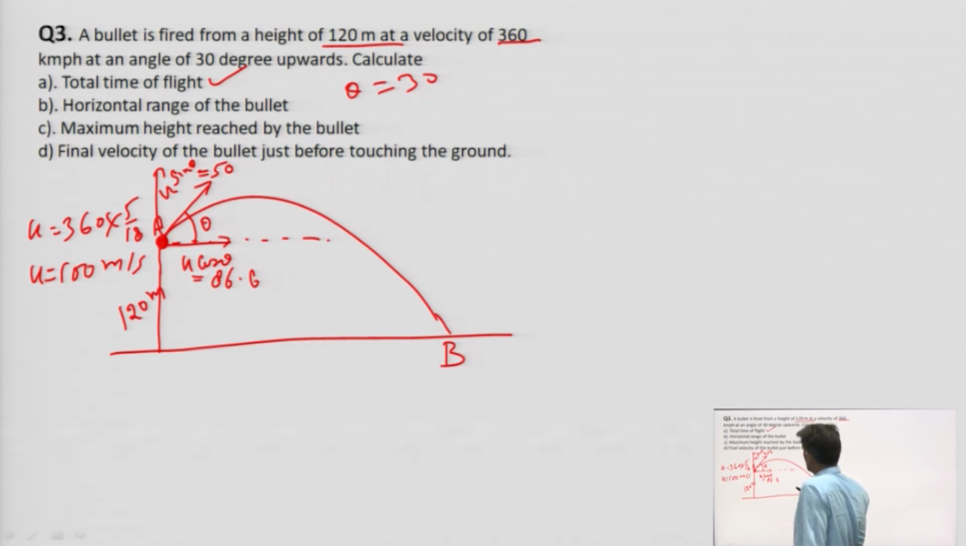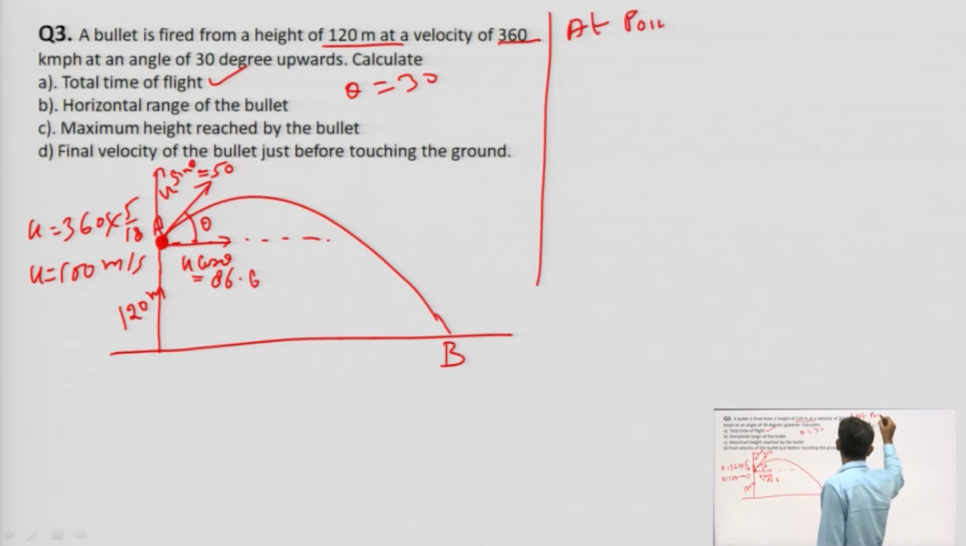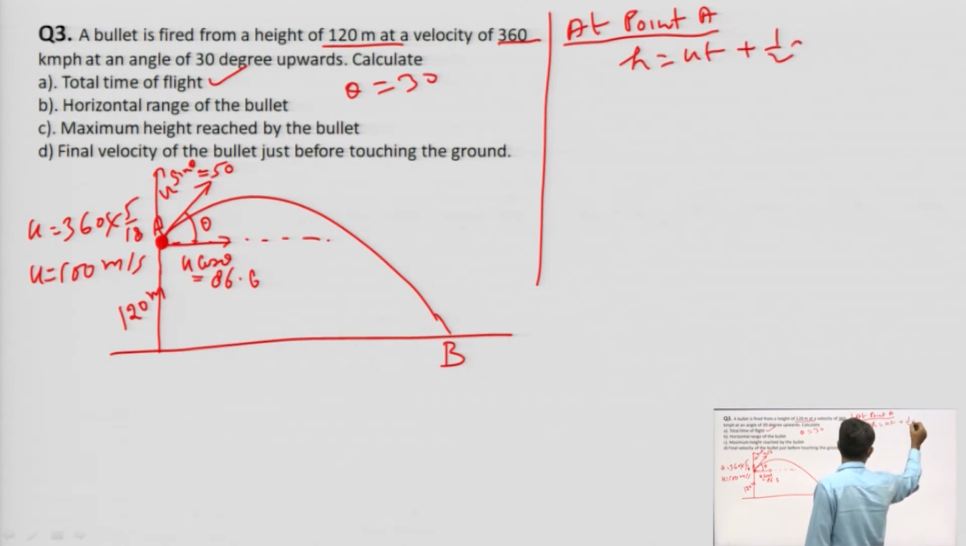Okay, 120. So, time, you apply 120 meter, vertical component, take this motion at point A. Apply h is equal to ut plus half at square, right. Here h will be what?